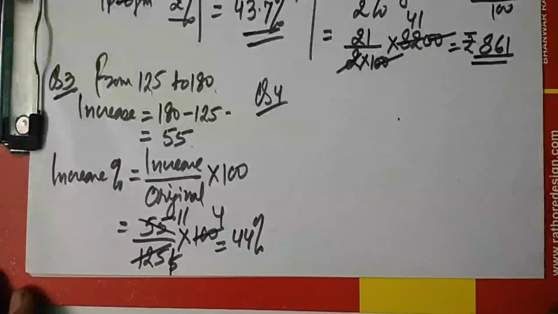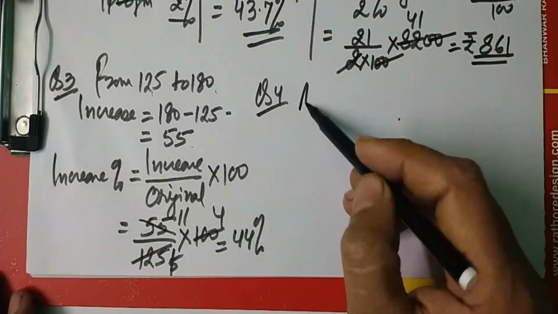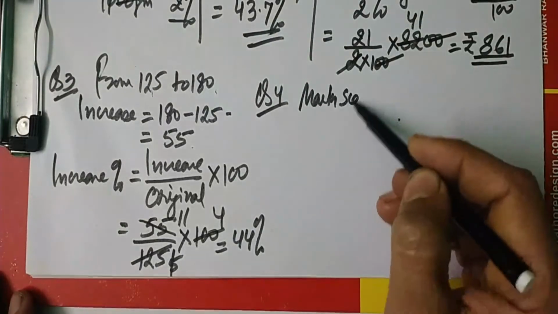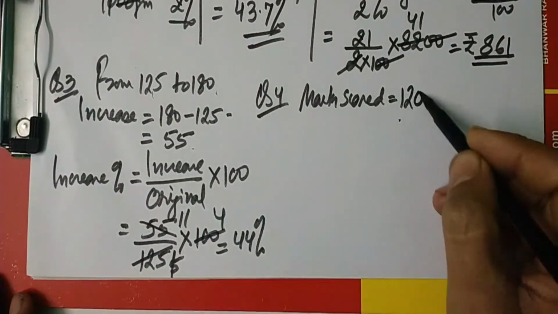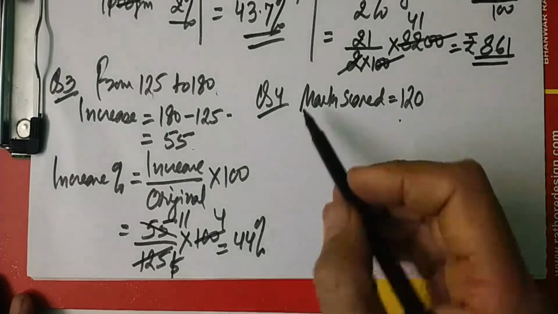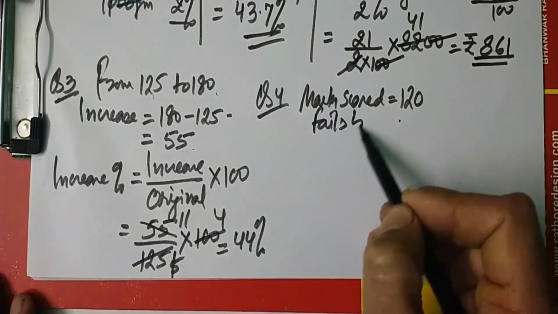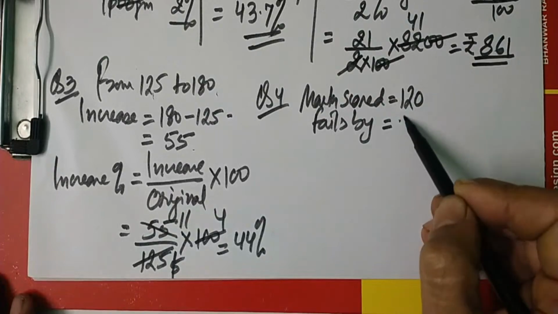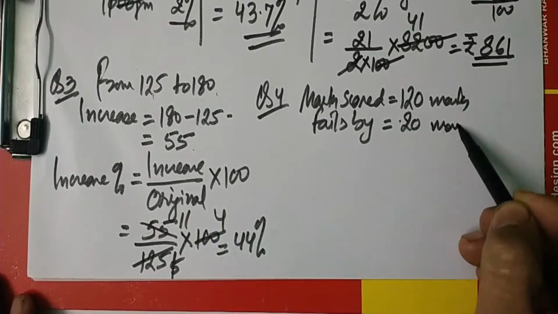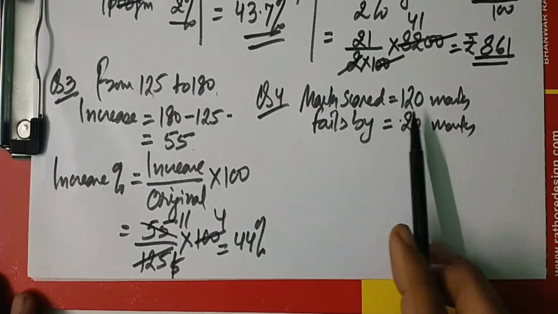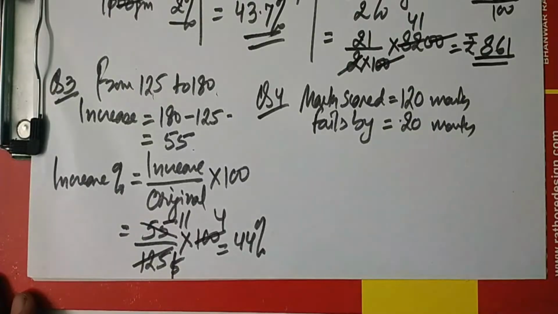In an exam a candidate scores 120 marks, so we will write what is given. Marks scored are 120 marks. A student got 120 marks and he fails by 20 marks. A student has got 120 marks, fails by 20 marks, if the pass percentage is given.